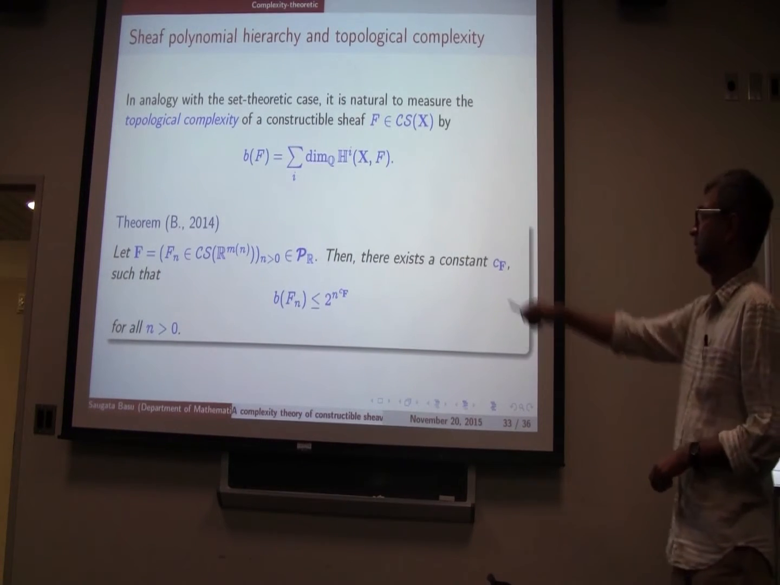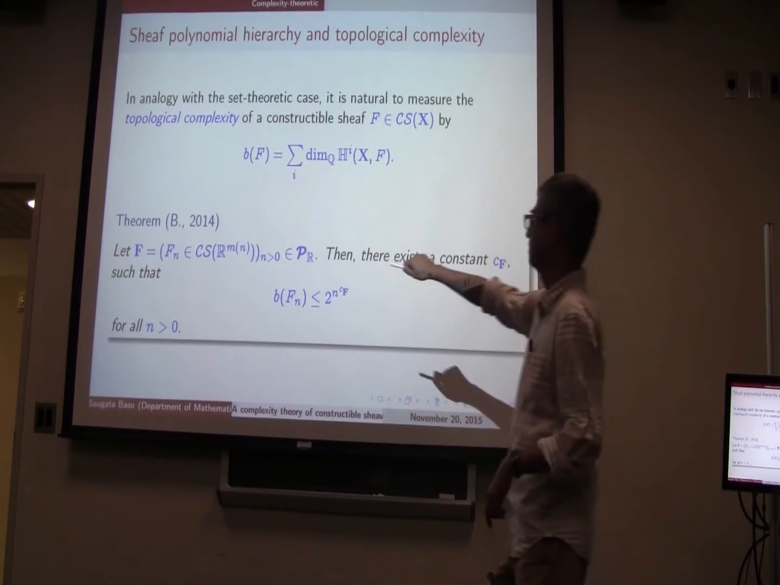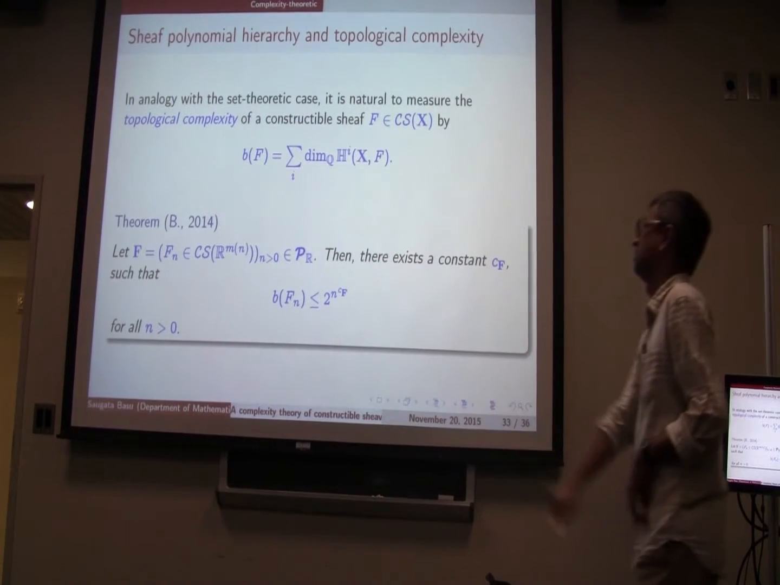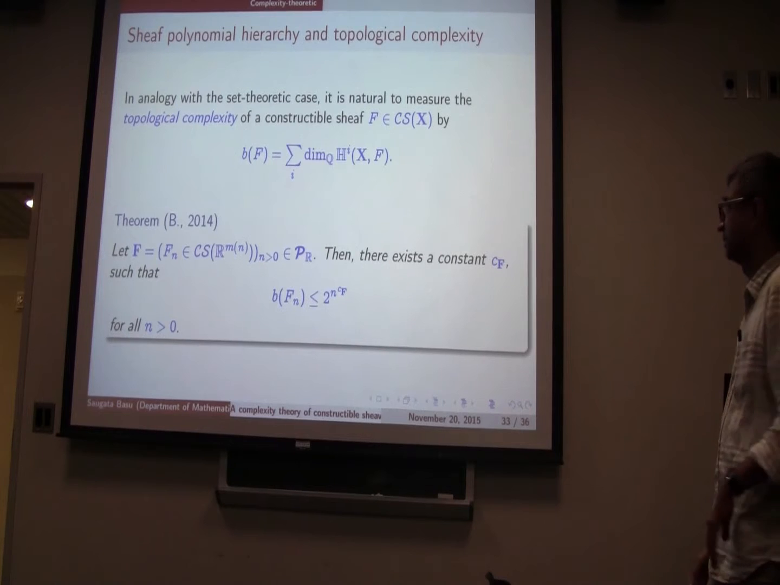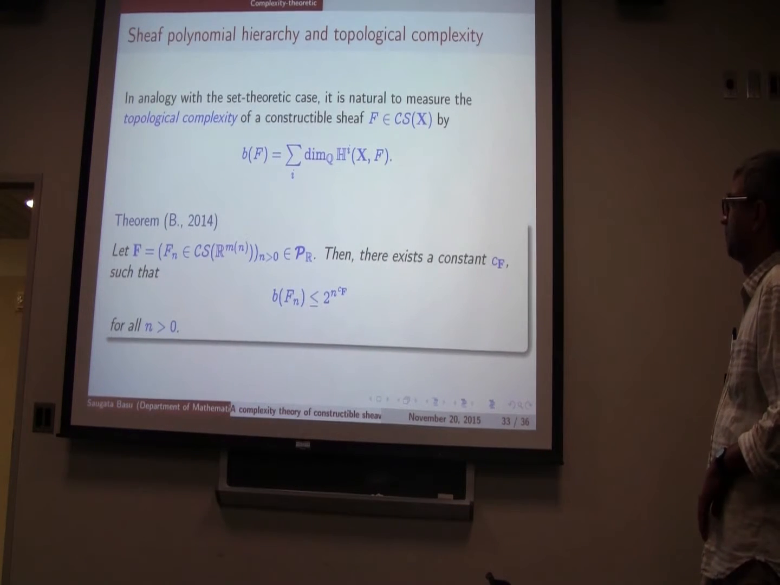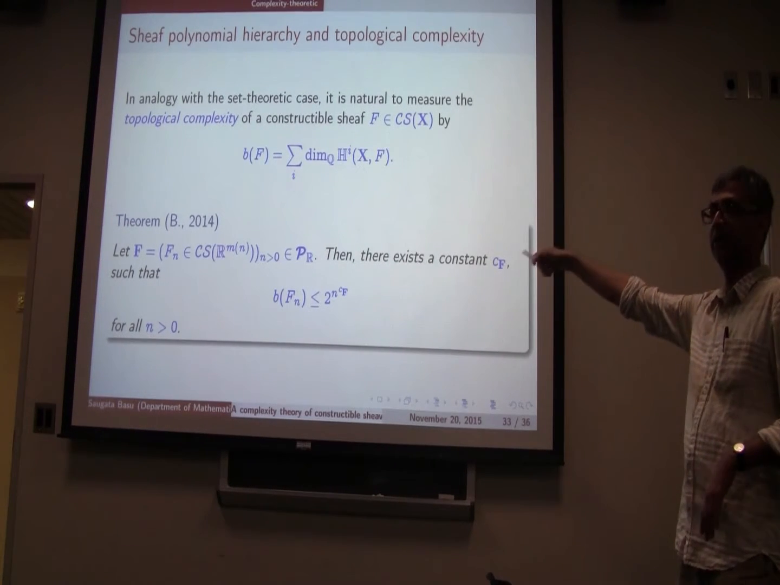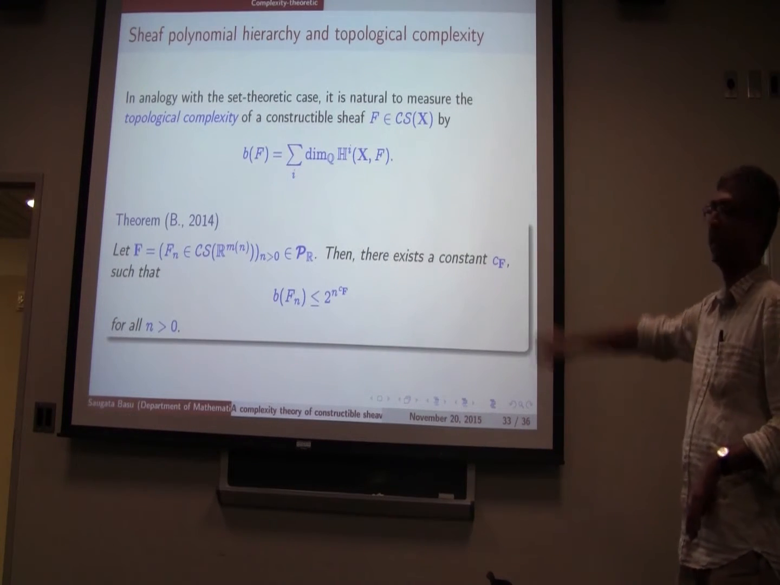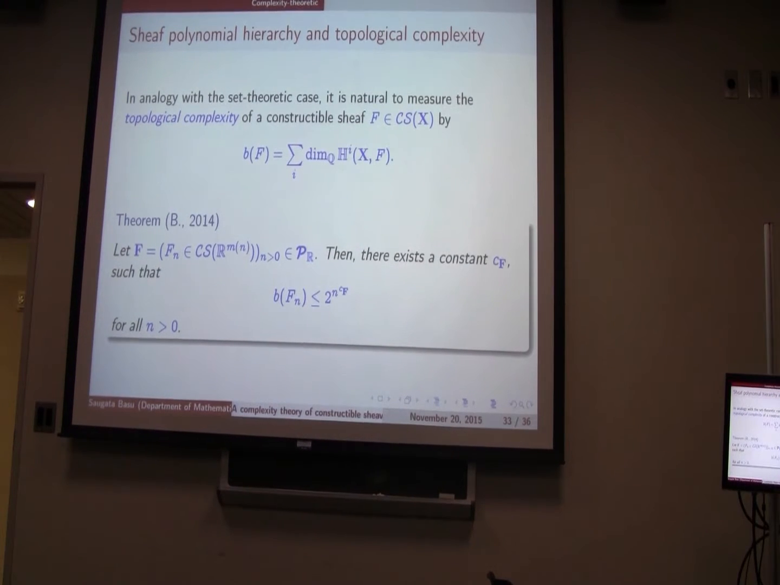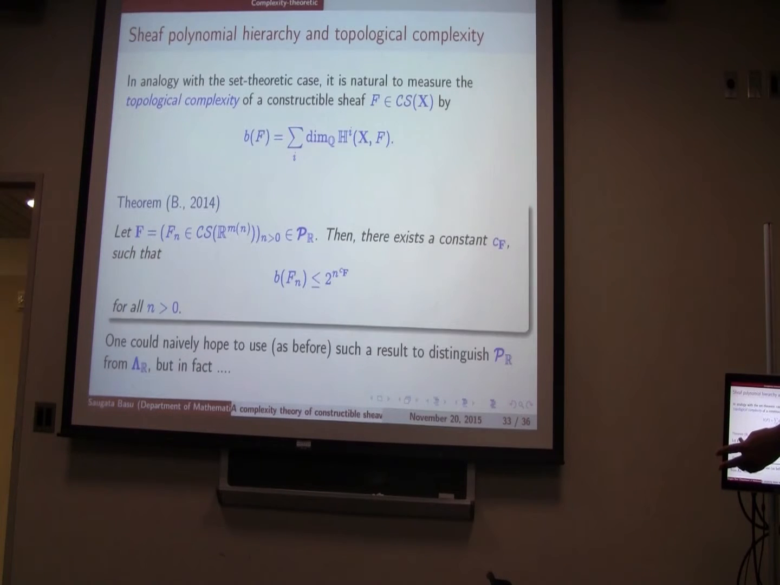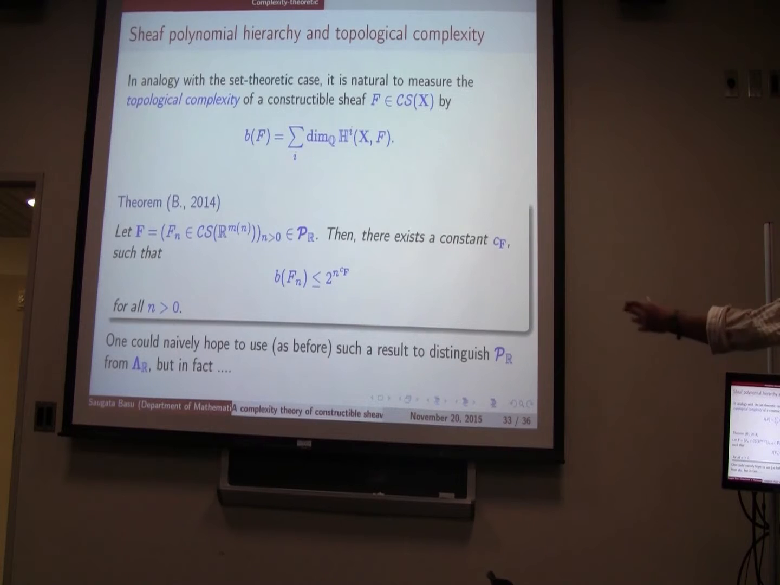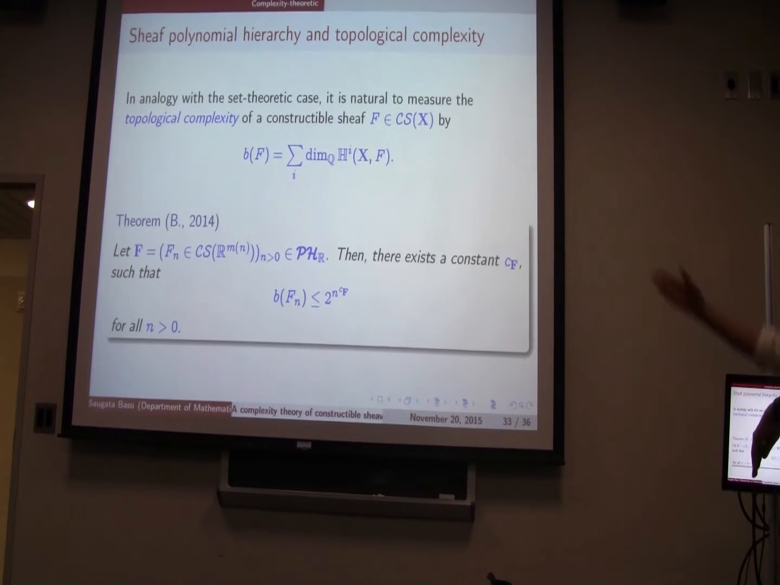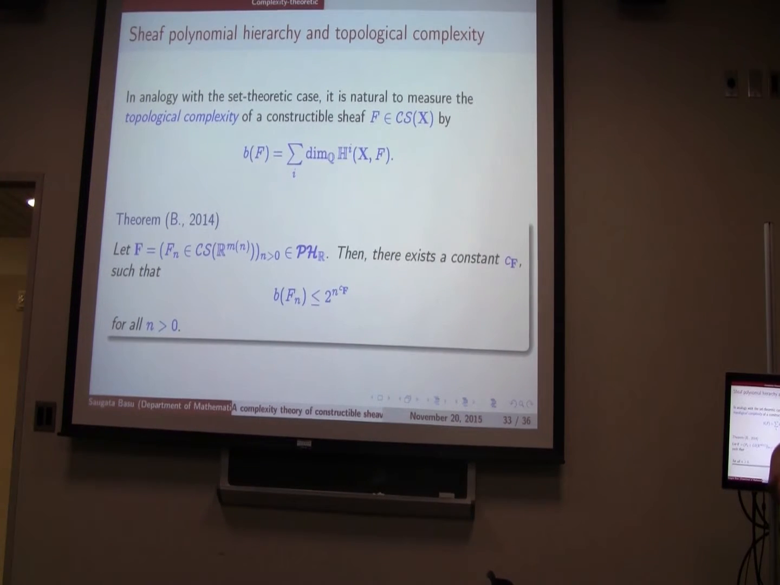So if you have a sequence of constructible sheaves in this simple class, then according to the definition presented, the hyperhomology of these sheaves can grow at most singly exponentially. And just like before, you cannot use this fact to separate P from this bigger class, because it's also true for things in polynomial.